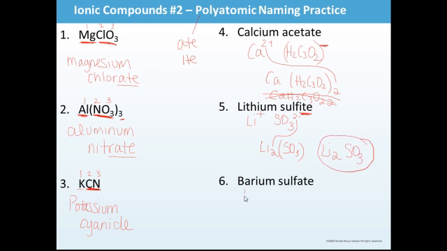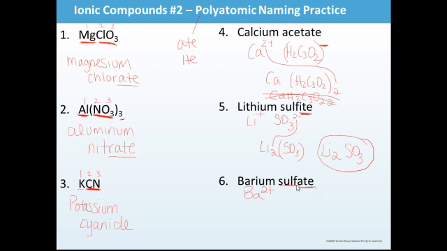Number 6. Well, I know barium is an element. It's on the periodic table, and in fact, it's actually a main group metal. So I'm going to look on that periodic table from lesson 305, and I see it's Ba with a 2+ charge. Sulfate, look at that, ATE ending. Ding, ding, ding. Right away you should say, oh, polyatomic ion. ATE and ITE are polyatomic ions.